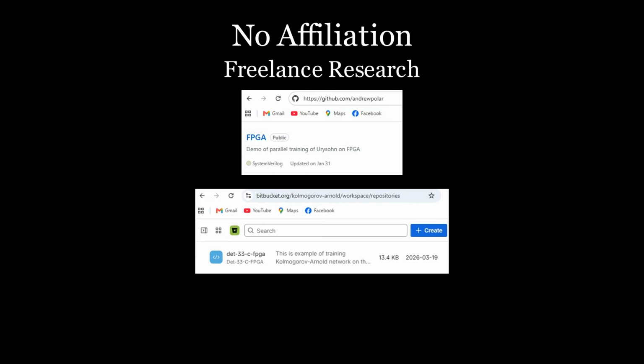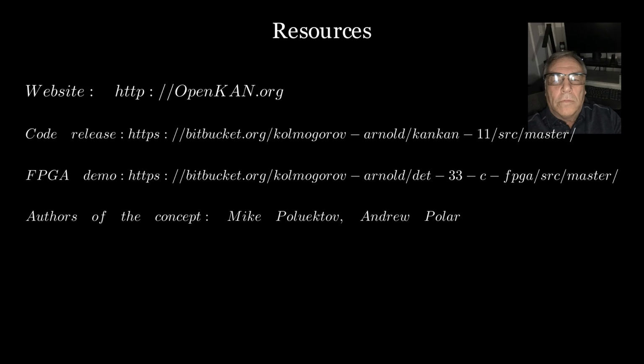This work has been conducted as freelance research without affiliation with any research laboratory or institution. Here are the timestamps of my open-source system Verilog code. The first version was published in January 2026. More details can be found on the website openkn.org. The source code used for all benchmarks shown in this video is available at the provided repository link. The second link contains the RTL implementation of the FPGA demonstration.